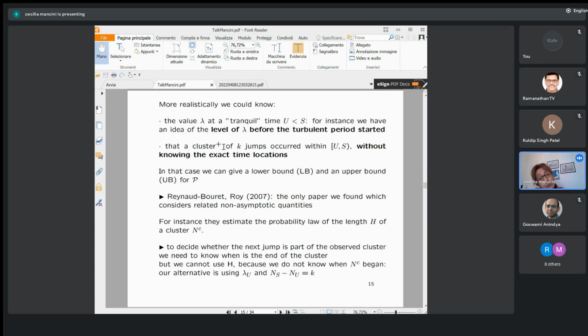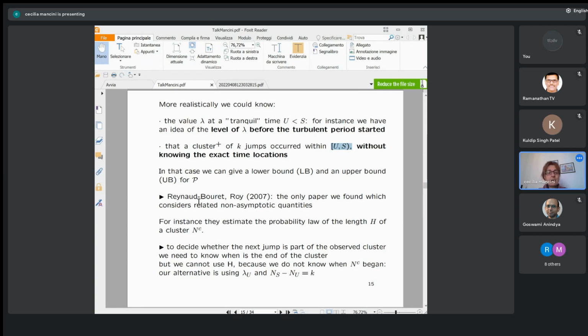And perhaps we are able to estimate the jumps that occurred within the interval between U and S. We don't mind whether we have the exact location or not. In that case, we can give a lower bound and an upper bound for the probability of our interest.